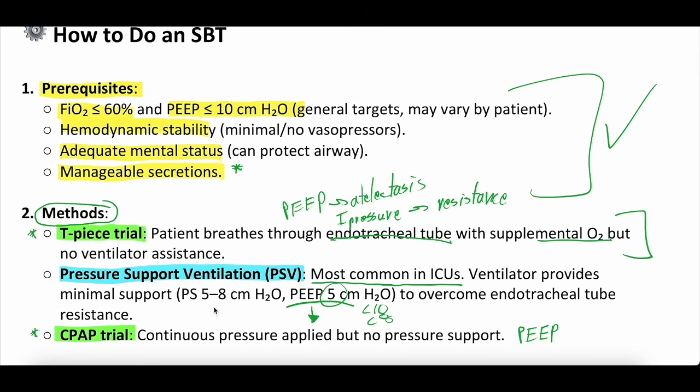And then we actually provide some pressure support, some inspiratory pressure support, anywhere in the realm of 5 to 8 above the PEEP. 5 being minimal, 8 being a little bit higher. But anything greater than 8 is a little more significant in terms of support, which I'll talk more about in a minute. But just to lay this out, the patient's on the vent. You switch the mode of the ventilator to pressure support.